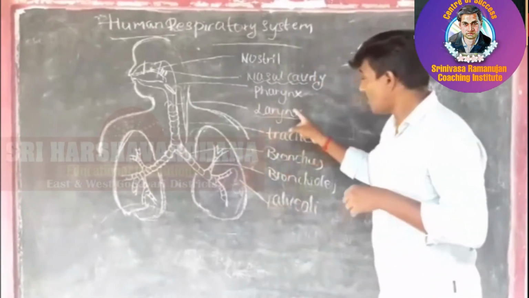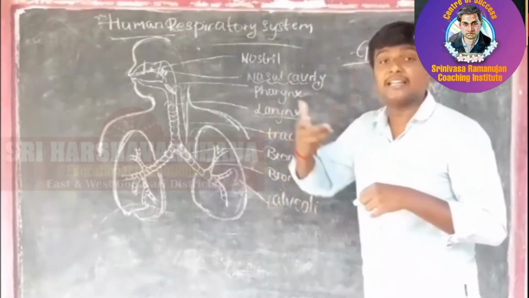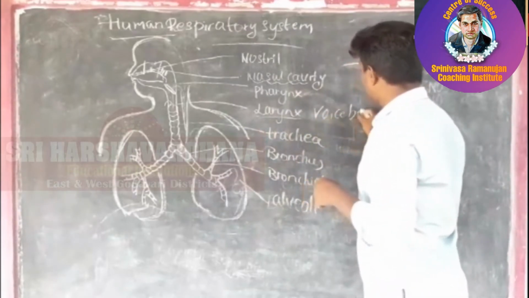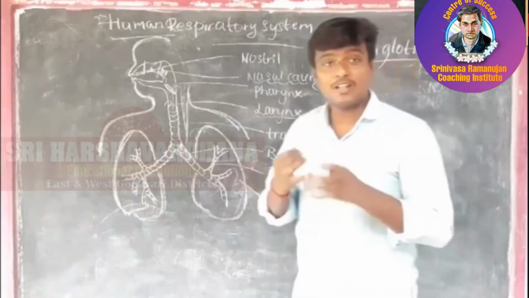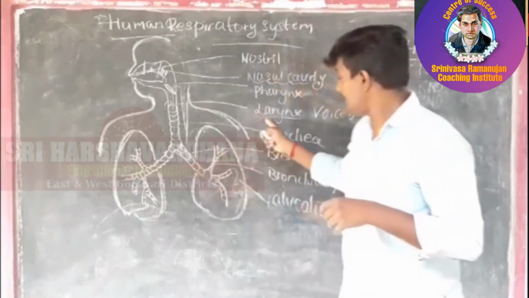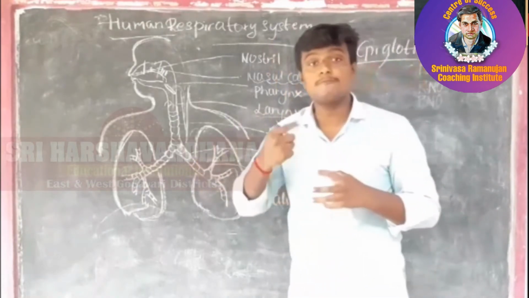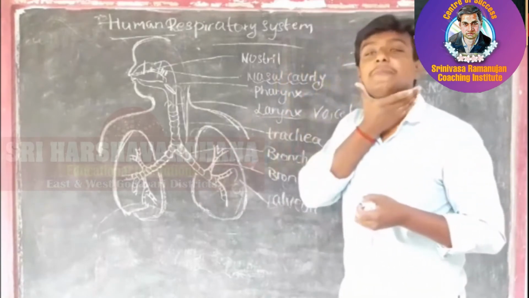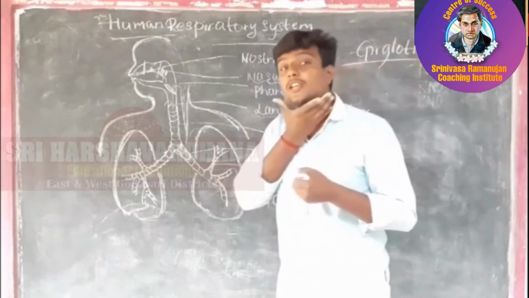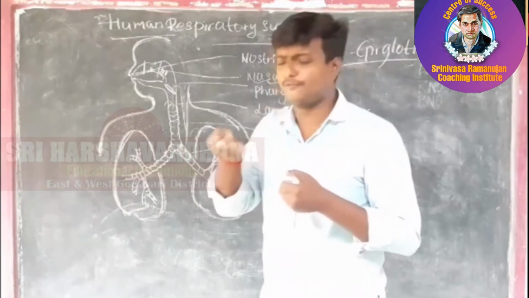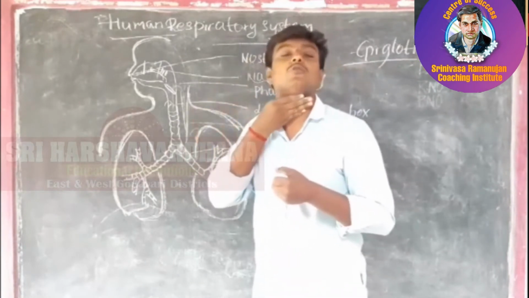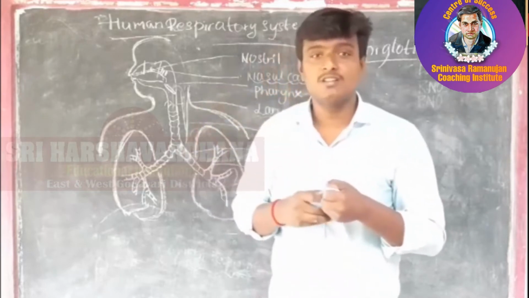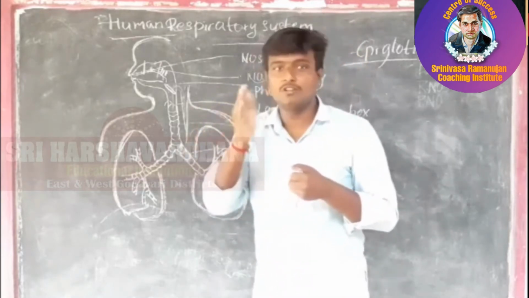Why do we call it the larynx? It has another name, and that name is voice box. And why do we call it the voice box? Because by the help of the larynx only we are able to produce sound. For example, take your palm, keep it on your neck region with your four fingers here, and pronounce some words. Talk the way I am talking.